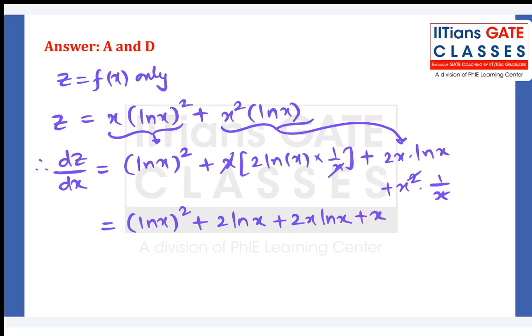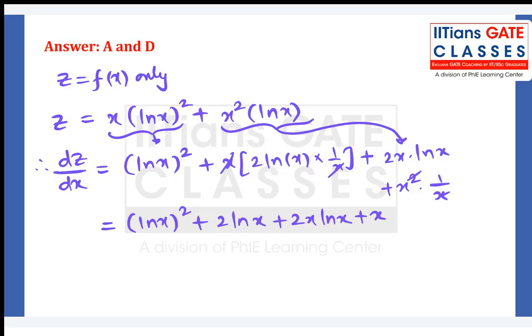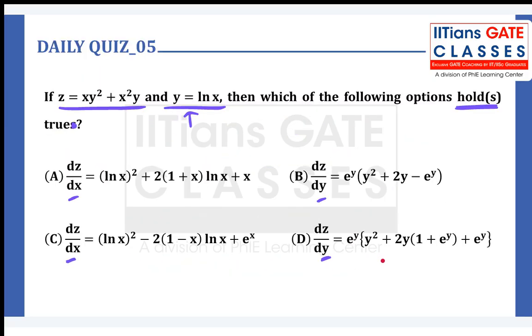Now let's look at the options and in what form they are. Basically you're supposed to take ln of x common here so that it will match your options. This term is there, then you take ln of x common from here, so it will be 2 plus 2x plus x. So that is option number A. Option A is the correct option. This other one is not correct because the minus sign is coming, that's not the correct reason.